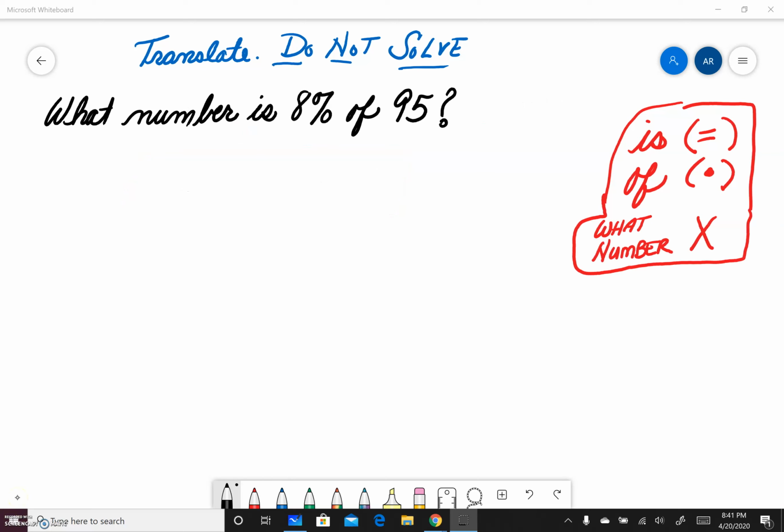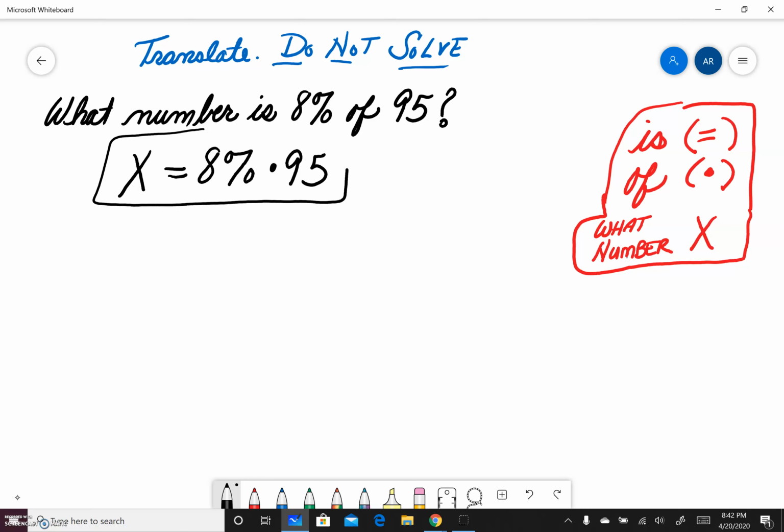Okay, so we're going to try another one, which is translate, do not solve. And I made sure I include down here over in the red what number. We're going to use the variable X. So we start reading this, what number? So that would be our variable X is, which is an equal sign, 8% of is multiplication, 95. There you go. We just translated that equation.